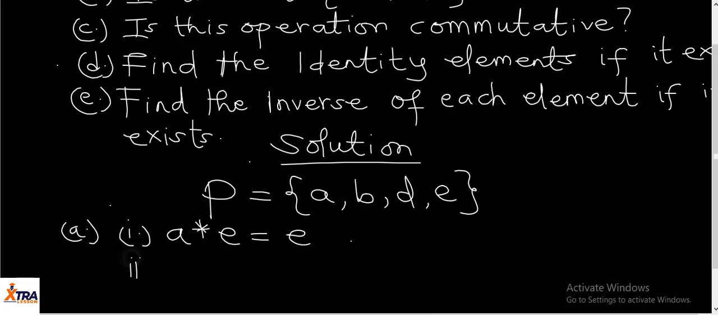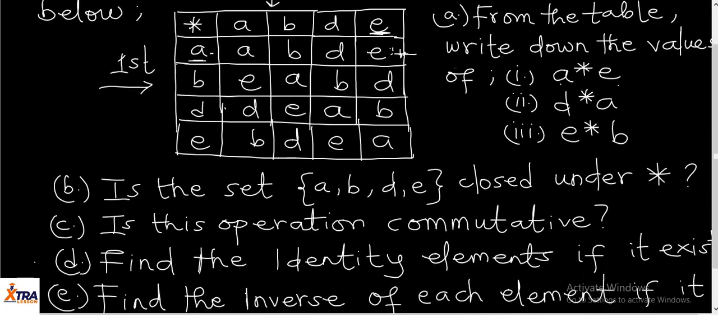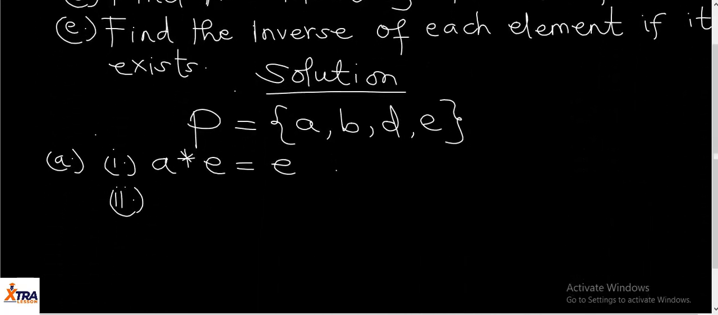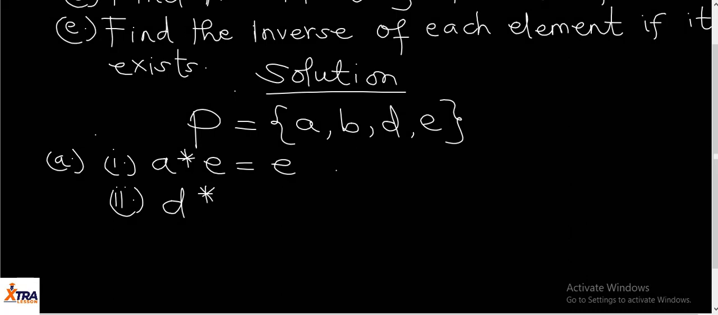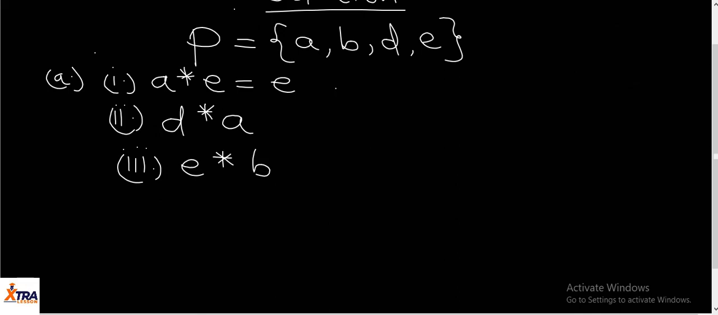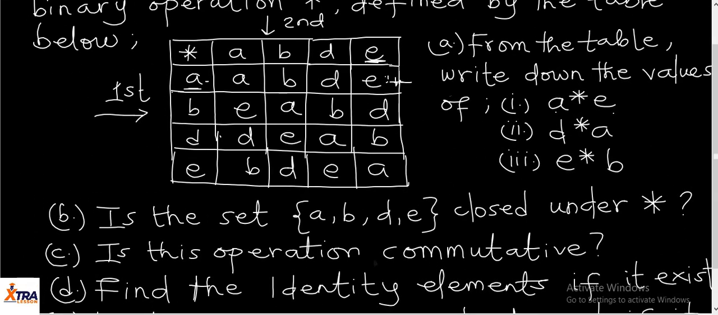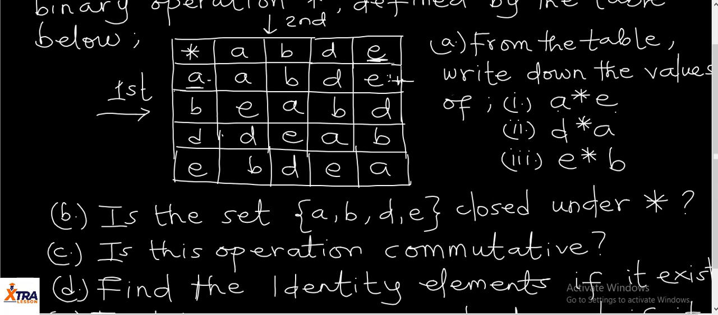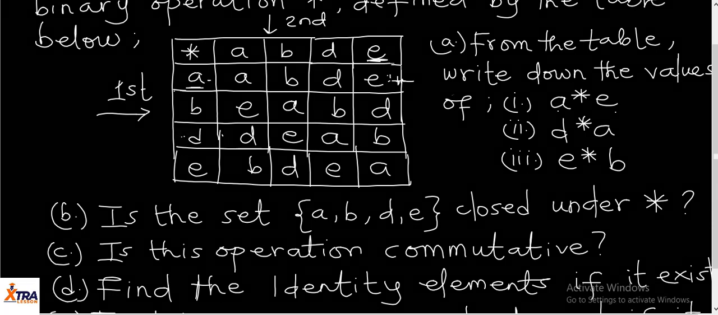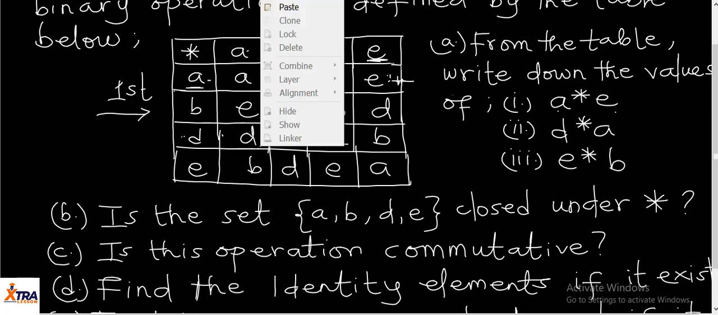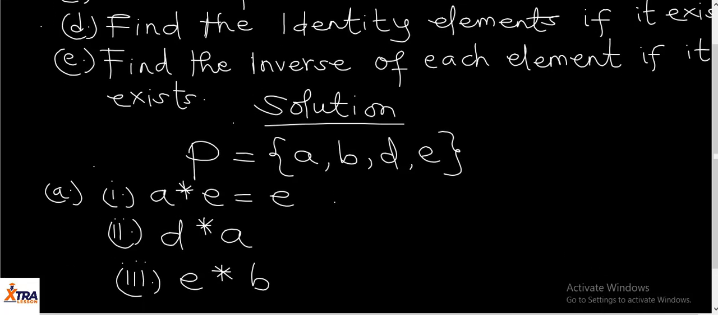So for my figure 1 here, my A operation E will give me E from the table. For my figure 2, I was also asked to find D operation A, and then on my figure 3, that's E operation B. So from the table, looking at D operation A, that is D on the first and A on the second, where they intersect is D. So our answer here is D.